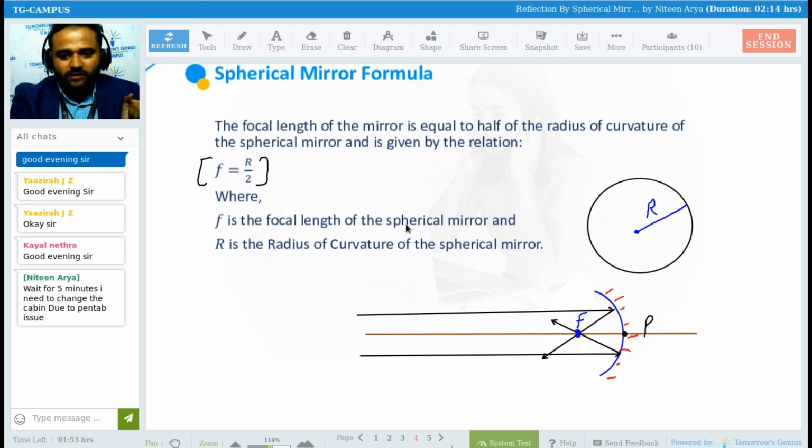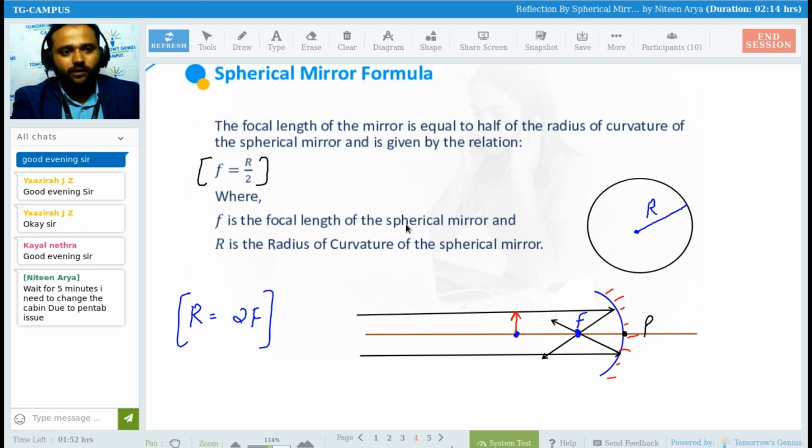Okay, so this is your focus. There is a relation f equals r by 2, because we already learned this. This particular derivation we did in class 10th. The radius of curvature equals 2OF, which means 2f. If you don't remember how we can do that, I can tell you. We can do this with the help of the mirror formula.